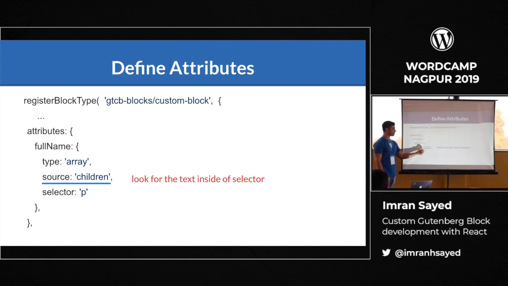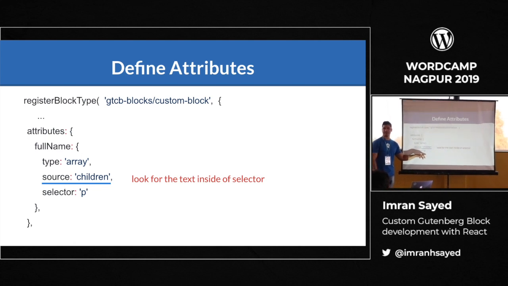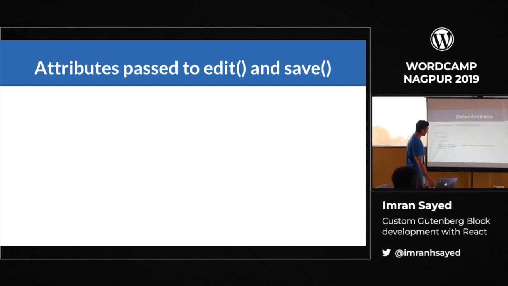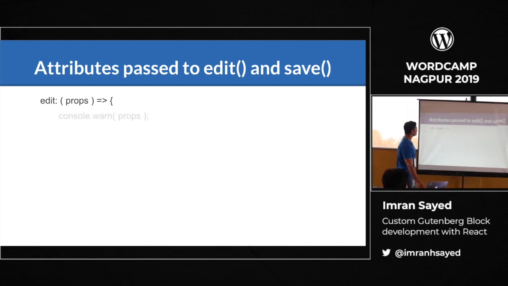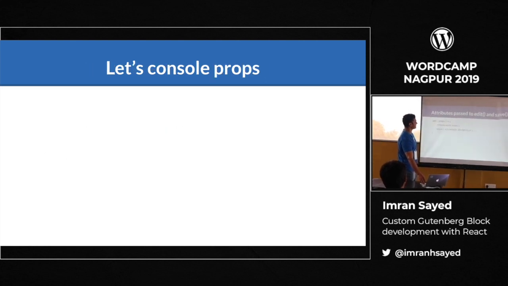Source children means it will look for the text inside of the selector. So what this means is go ahead and grab the p element, and inside of that look for the content which is there. And the type of the object is array. I will show you that as well. Now this value will be available in edit and save. Let's console log and see how it looks.